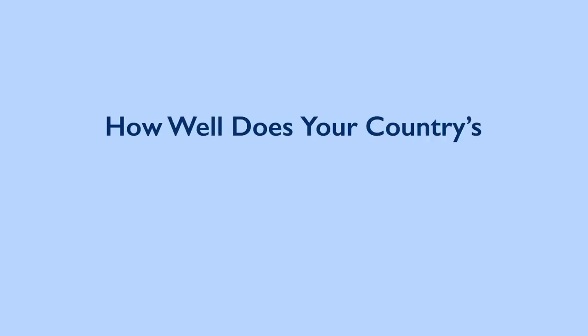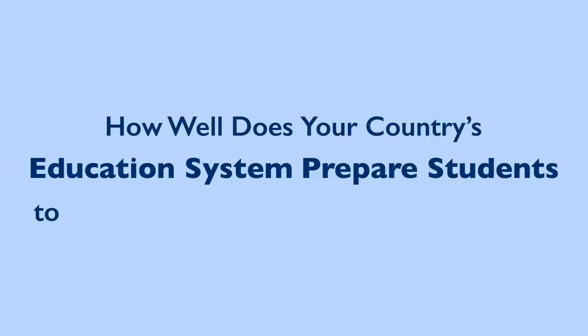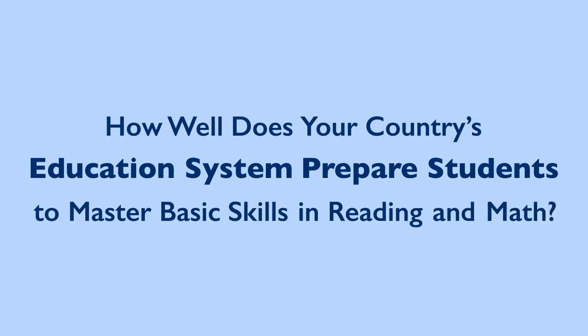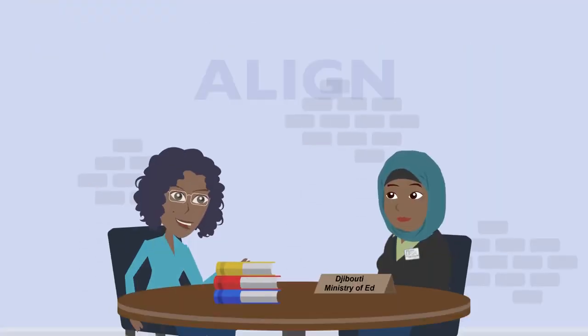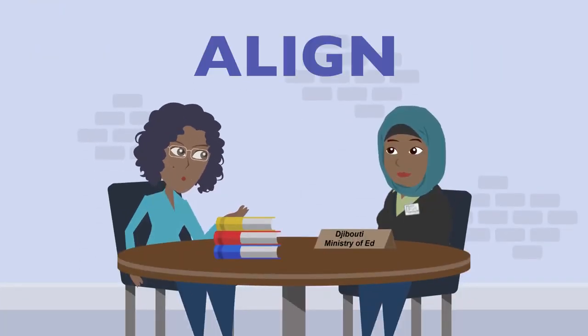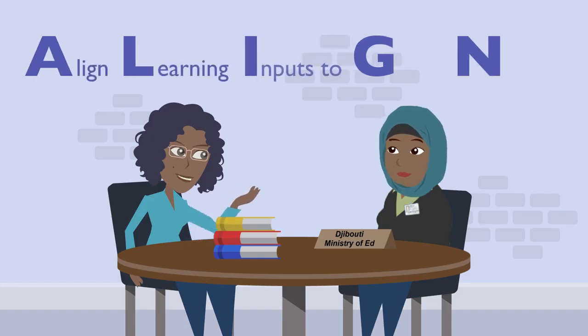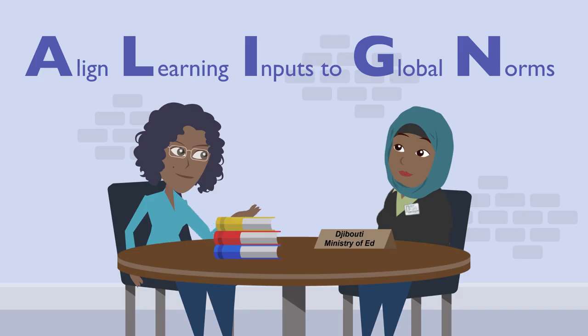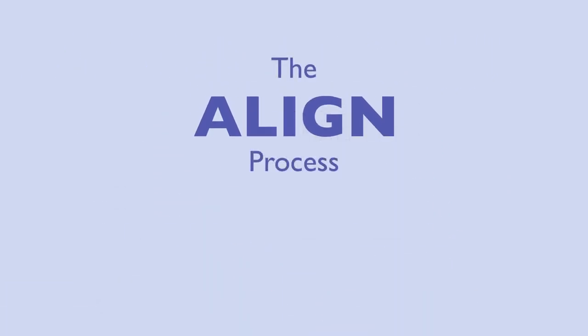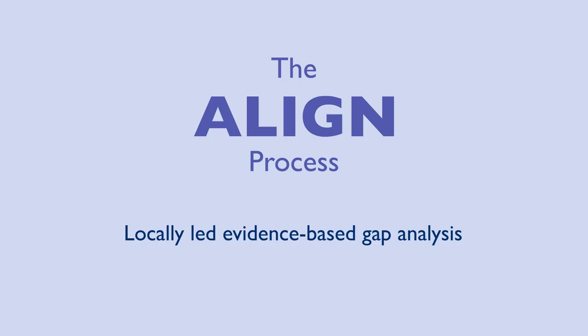How well does your country's education system prepare students to master basic skills in reading and math? The Align for Minimum Proficiency process can answer this question. Align stands for Align Learning Inputs to Global Norms. The Align process is a locally led evidence-based gap analysis.